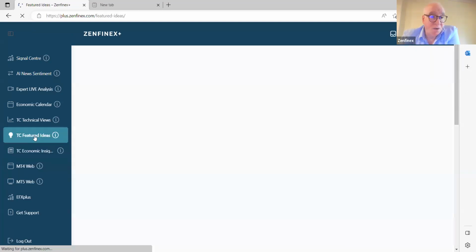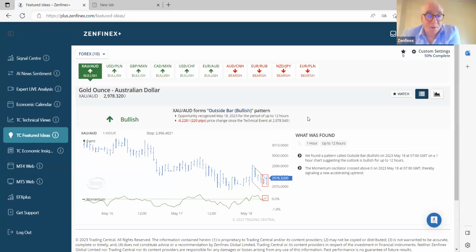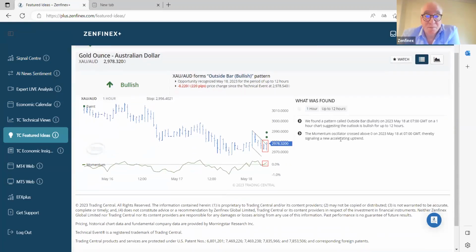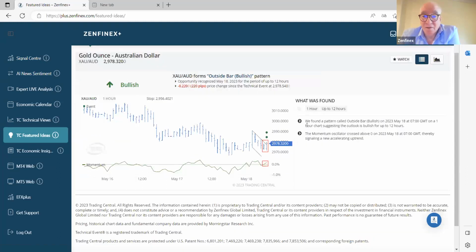So this is for users of this platform to look at what other traders are looking at. For example, the gold AUD found a pattern called the outside bar bullish. So they're expecting a move up based on the gold Australian dollar. Just bear that in mind, it's not the US dollar, which is the most popular instrument.